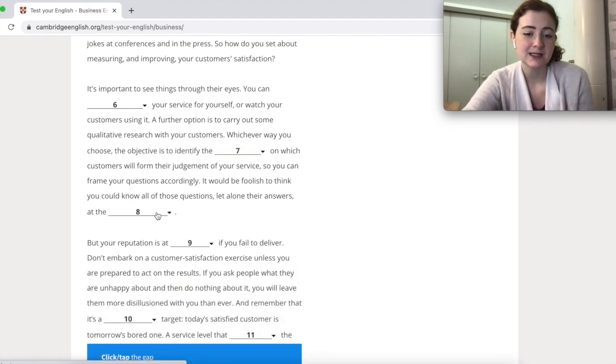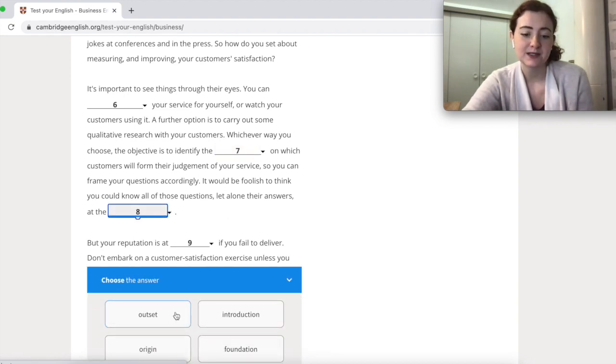Next, number 8, outset, introduction, origin, foundation. Let alone their answers at the outset, at the introduction, at the origin, or at the foundation.